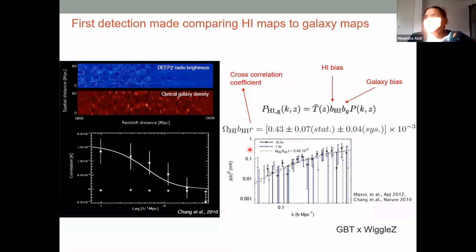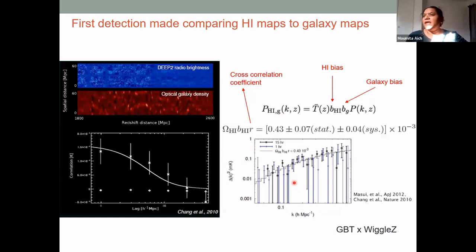Let's move on to why we're looking at H1. This is showing you the first detection made comparing H1 maps to galaxy maps. This is also a motivation for why we are trying to cross-correlate H1 with other things like optical or galaxy density fluctuations. Sorry, I don't have the references here. This is Chang et al. 2010. What they measure is basically omega H1 times bias H1, and a cross correlation coefficient. So you have the galaxy bias and the H1 bias coming into your total cross correlation power spectrum, the H1 and galaxy power spectrum. This is the first measurement of H1, but it's measured in a cross correlation.